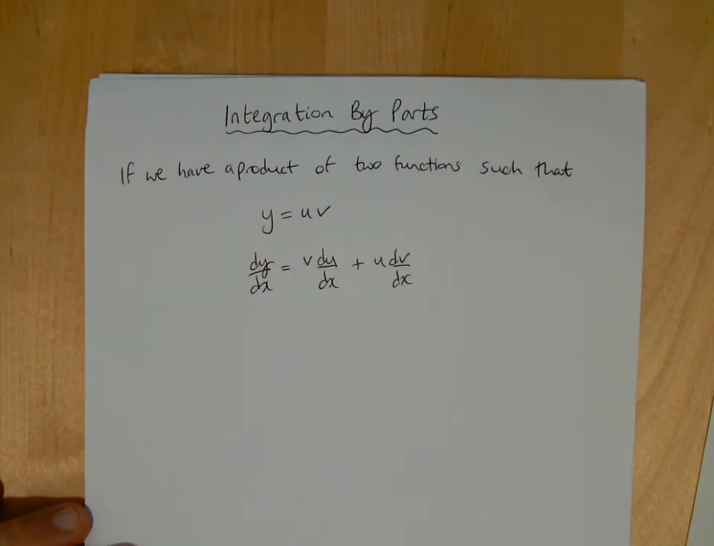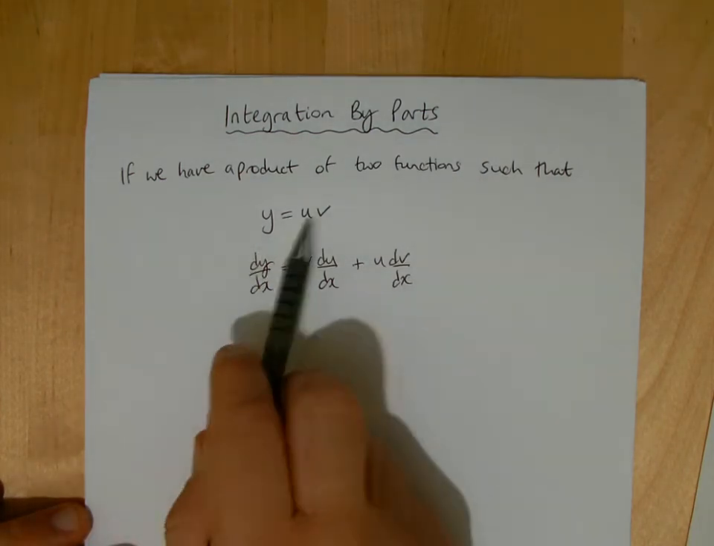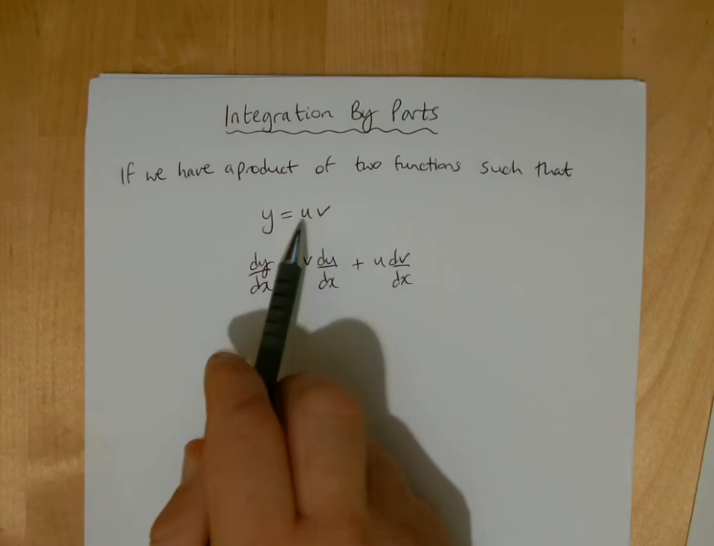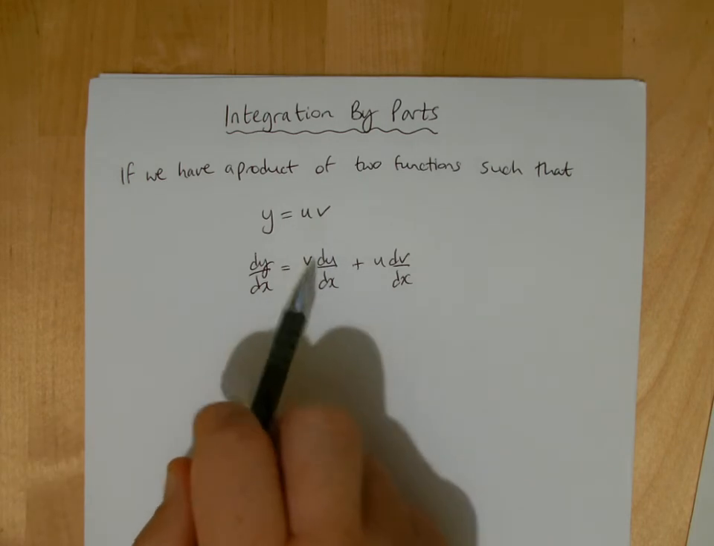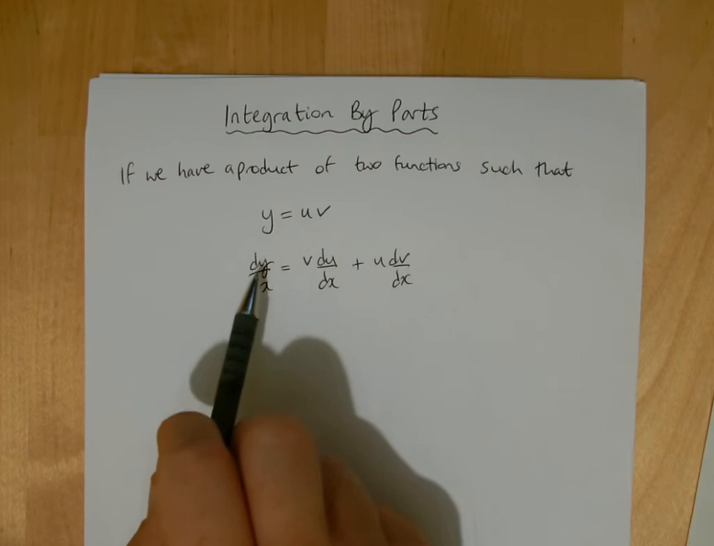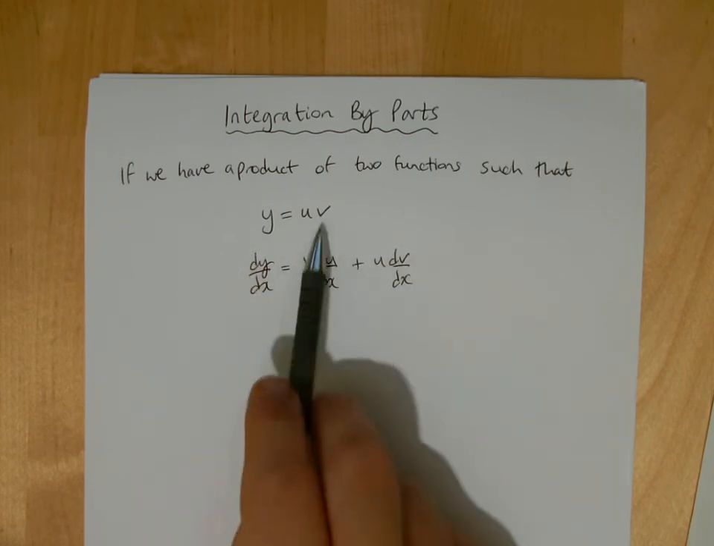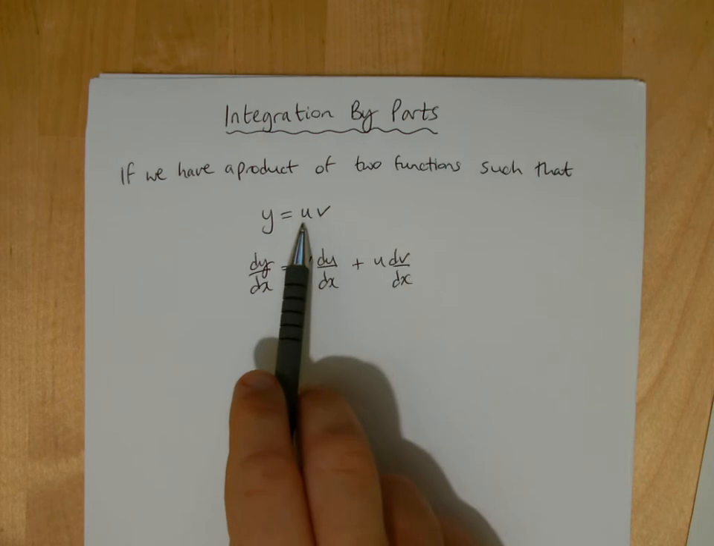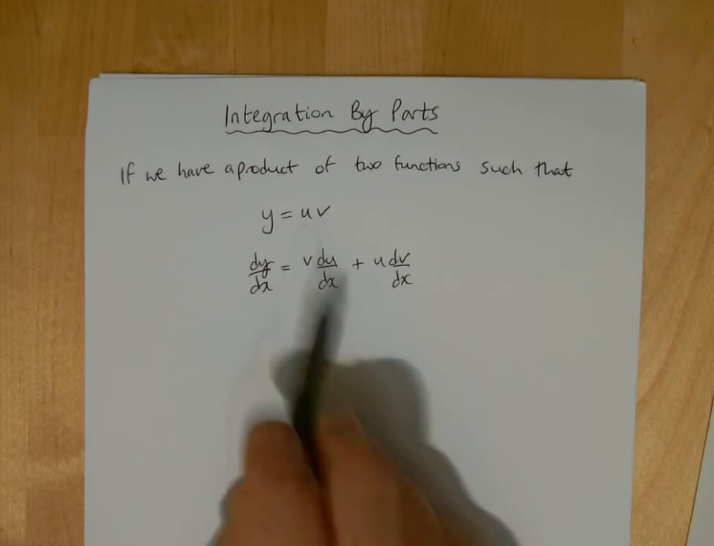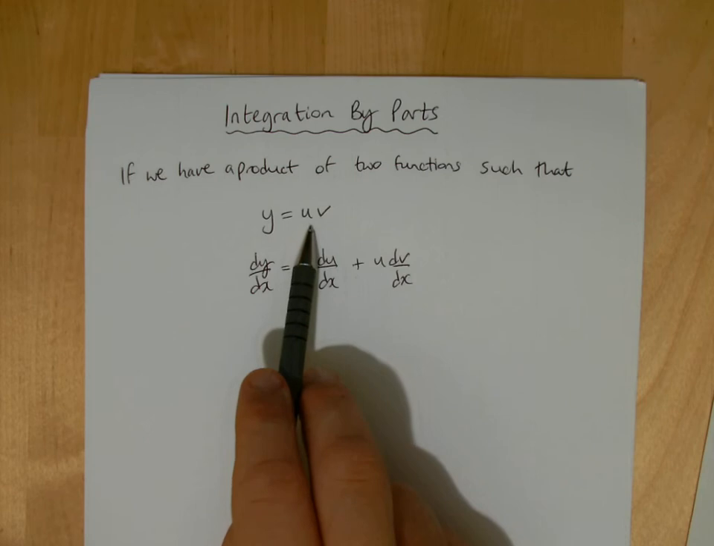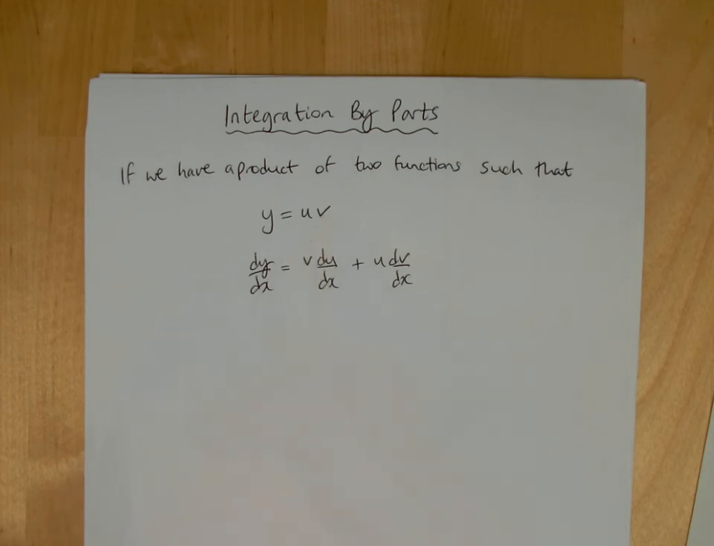So you've got two functions multiplied together, whatever they are. If you remember the product rule, to differentiate is given by this here. It's this function times the derivative of this function plus this function times the derivative of this function.